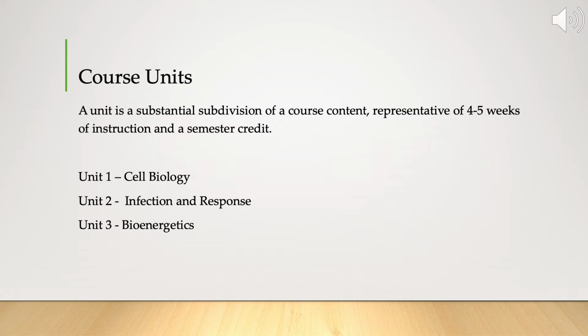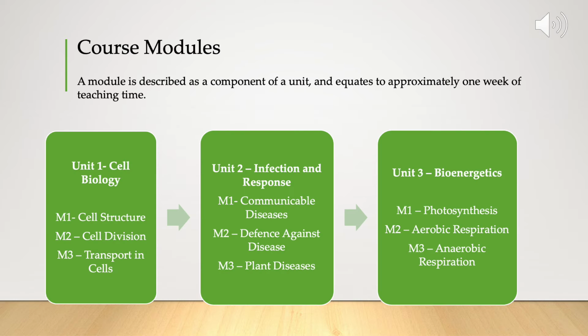To begin, I will first discuss the course units. A unit is a substantial subdivision of a course content, representative of 4 to 5 weeks of instruction and a semester credit. Unit 1 will be cell biology, Unit 2 infection and response, and Unit 3 bioenergetics. Next are the course modules. A module is described as a component of a unit and equates to approximately 1 week of teaching time. And for this course I've designed, each unit will have 3 modules associated with it.